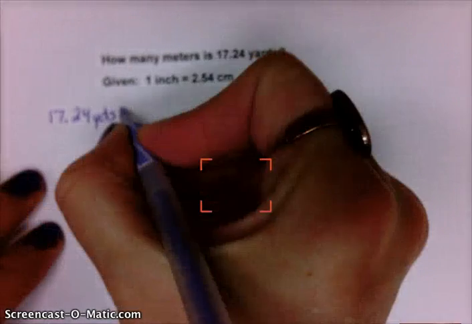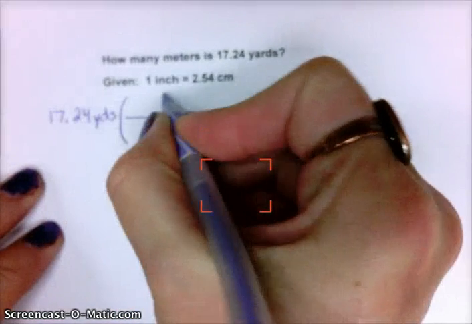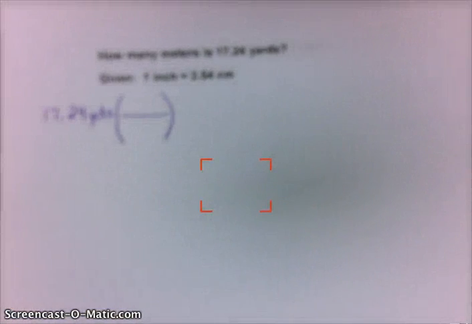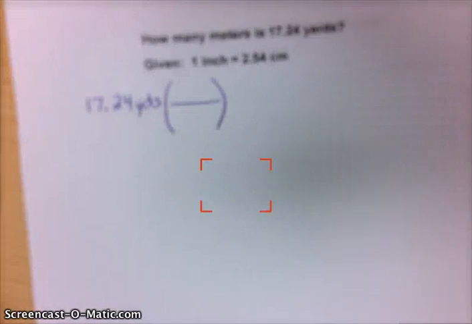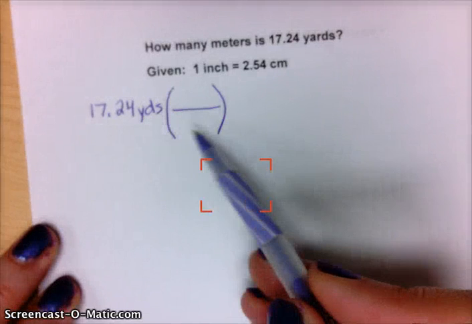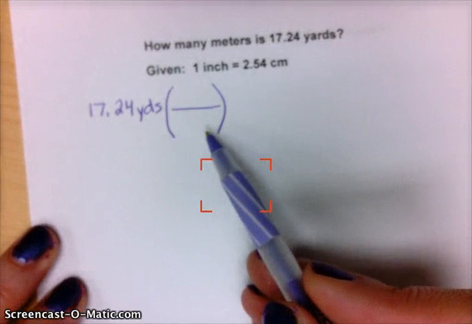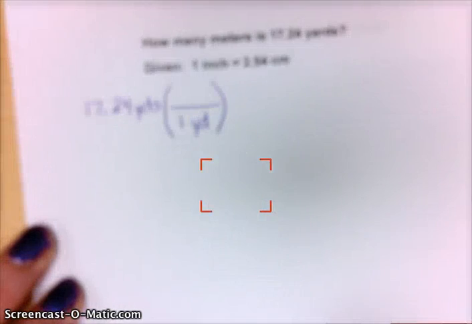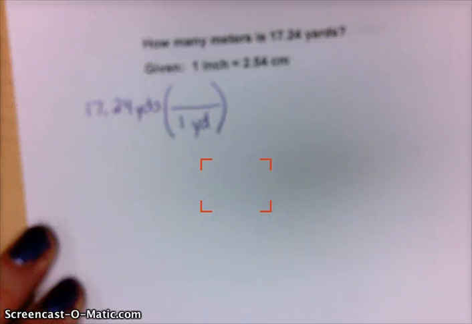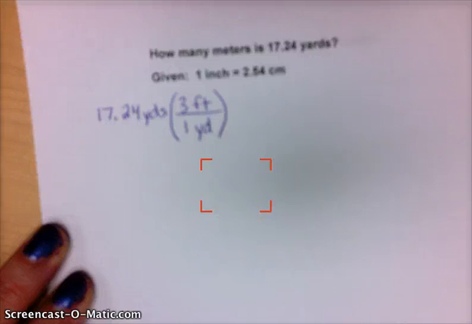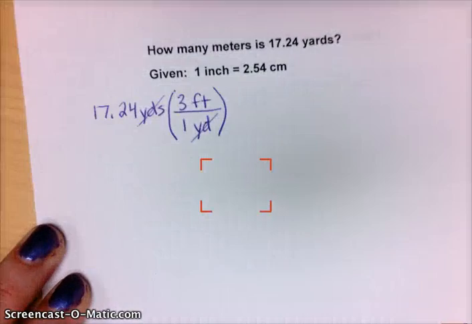So let's set up our conversion factor and think about where the 3 feet and the 1 yard should go. Now, because yards is what we're starting with, the unit of yards needs to be on the bottom. And again, it's 1 yard that contains 3 feet. So 1 yard is on the bottom, and 3 feet is on top. This allows yards to cancel, and now we've converted to feet.